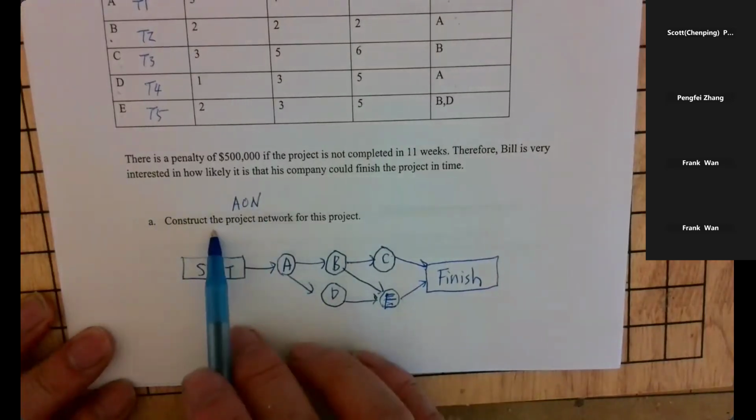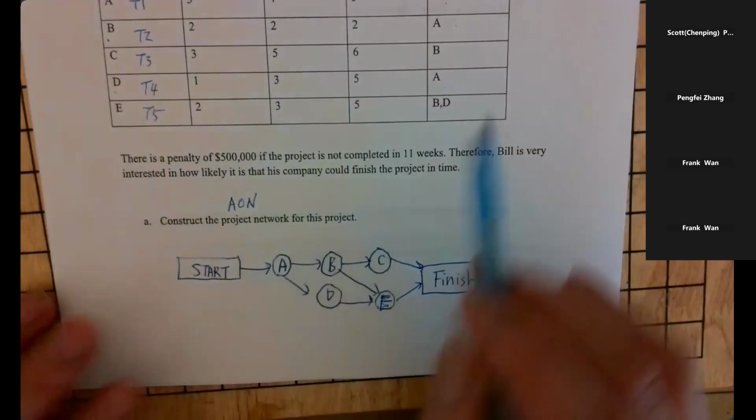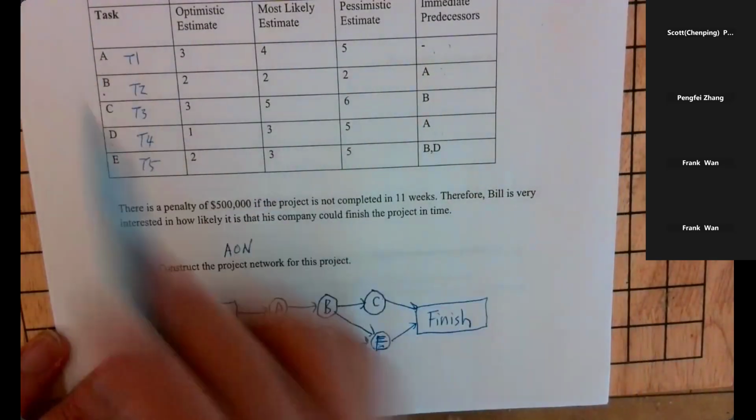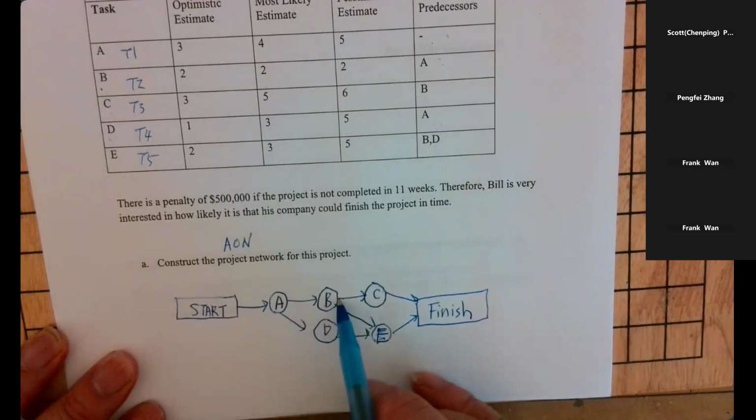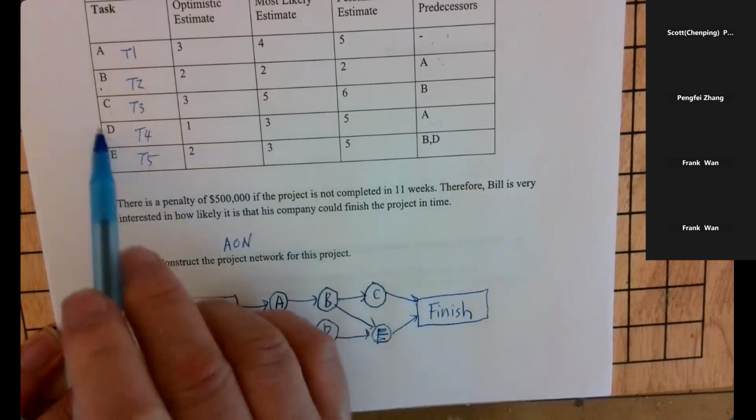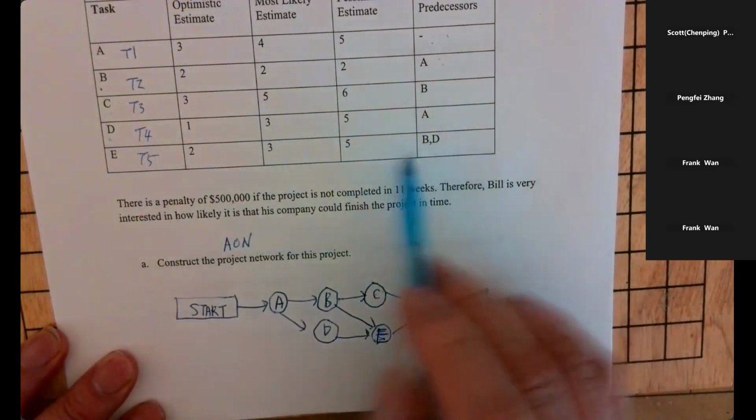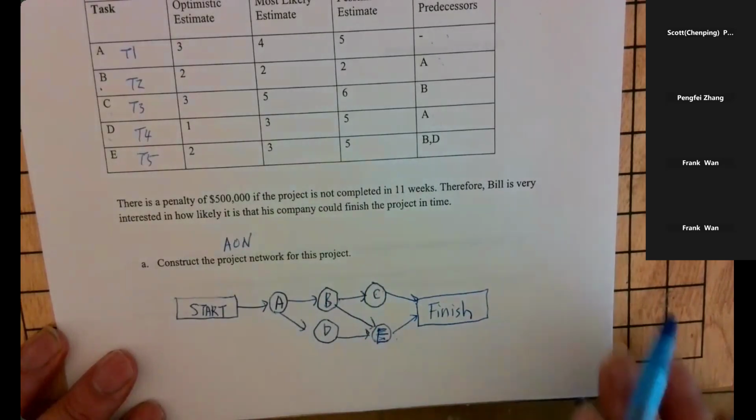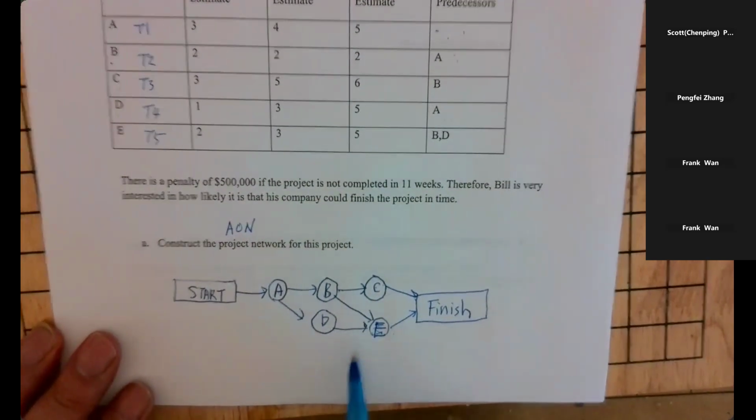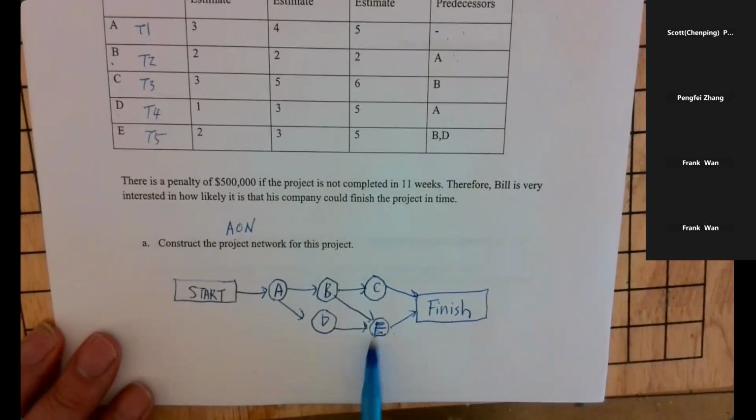The AON project network. Start. A has no predecessor, so start links to A. B is after A. C is after B. D is after A. And E is after B and D. So C and E are the last 2 activities, and they link to finish. Take a good look at the AON project network graph. We're going to apply the information in an Excel spreadsheet.